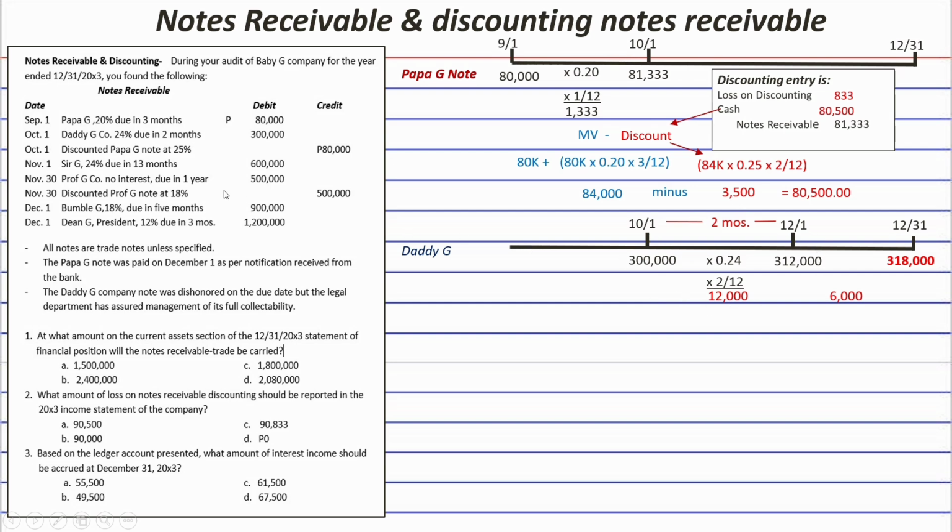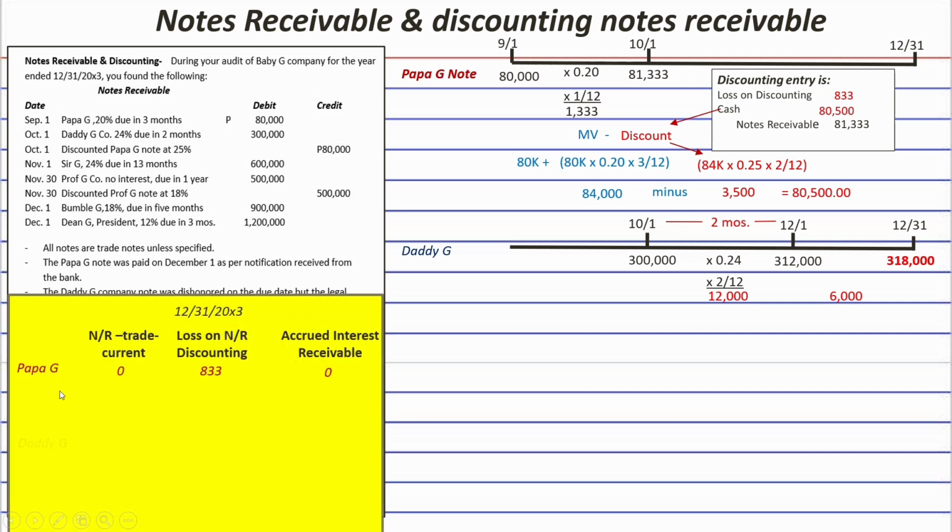Now, let's put a smiley here and here. Okay? And then let's plot. For Daddy G, again, there will be no notes receivable. Because again, such notes receivable has been converted to accounts receivable from the time it was dishonored. And then, there is no loss on discounting also because Daddy G's note was not sold. But here, in the interest receivable, let's put here 18,000, which is this 12,000 up to the maturity date. And since it was not paid until December 31, there is an added interest of 6,000.